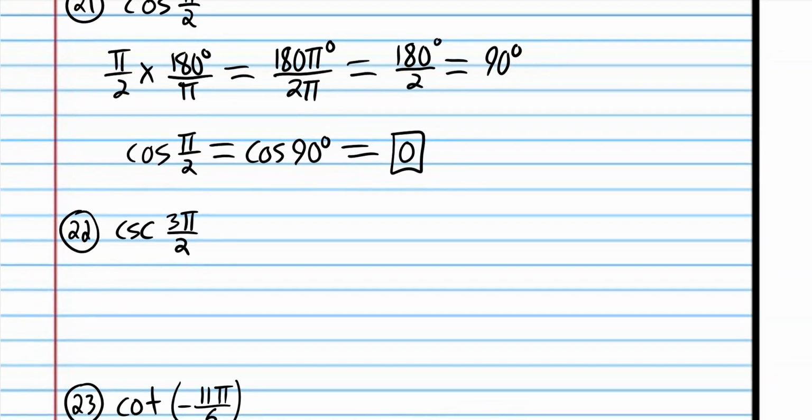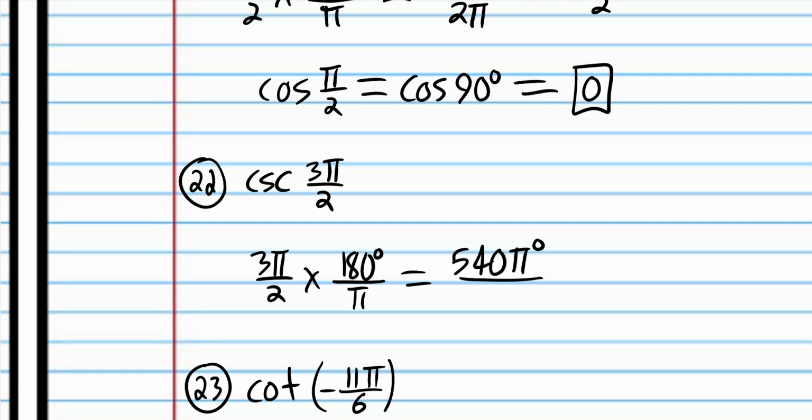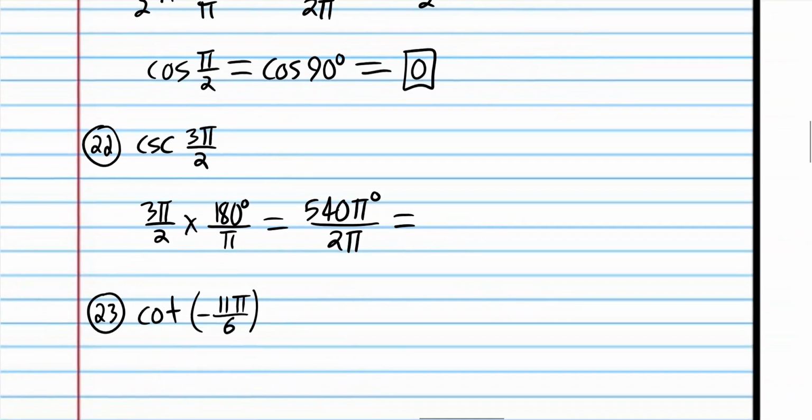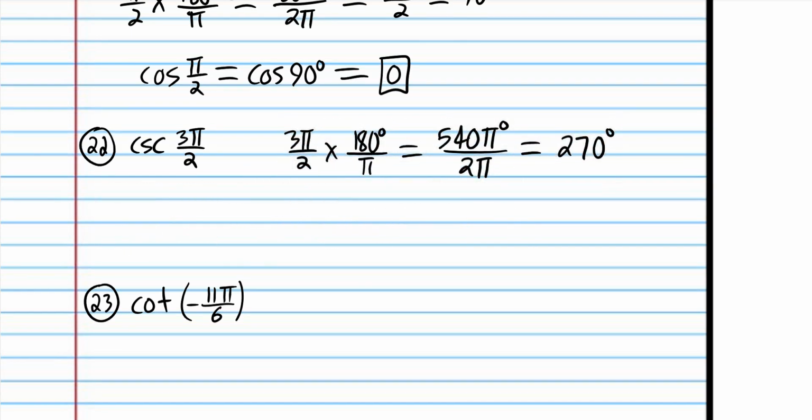Okay, now we have another collapsed triangle, but it's kind of hard to see that, so let's first convert 3 pi over 2 to degree units. So we get 540 pi degrees over 2 pi. The pi's obviously cancel out. And we have 270 degrees. So 3 pi over 2 is the same as 270 degrees. So cosecant 3 pi over 2 is the same thing as cosecant 270.